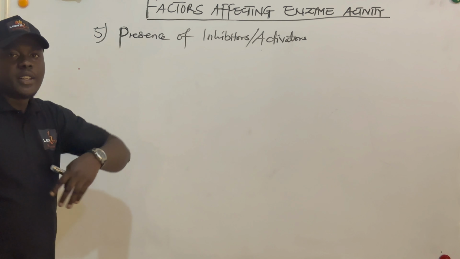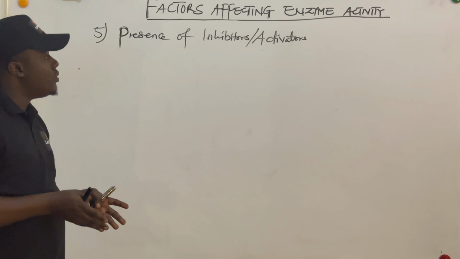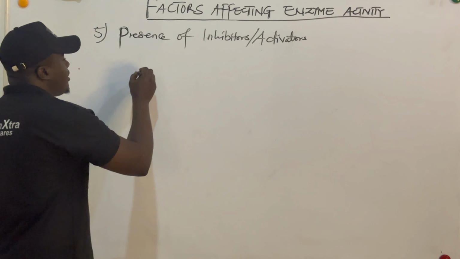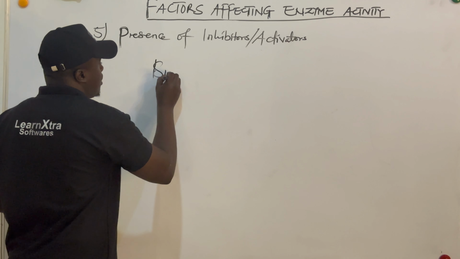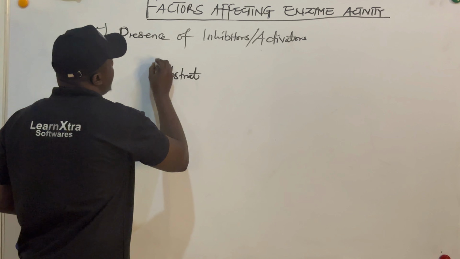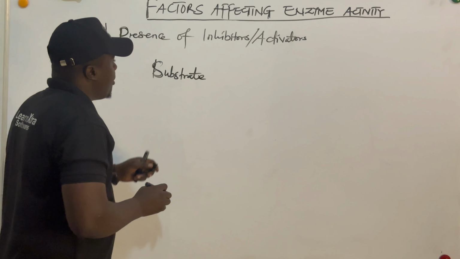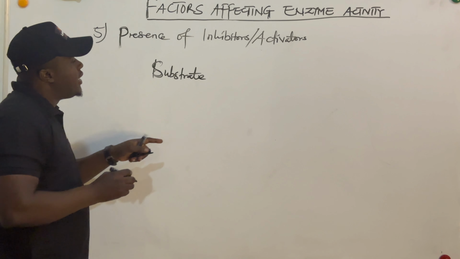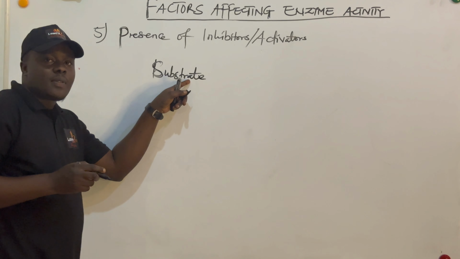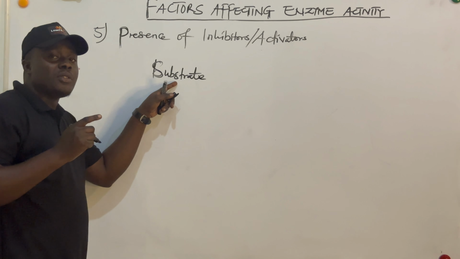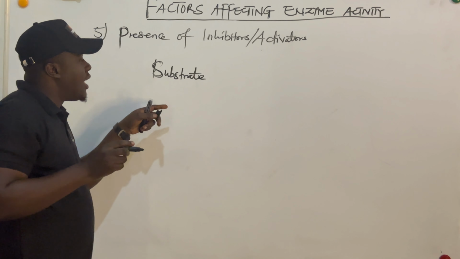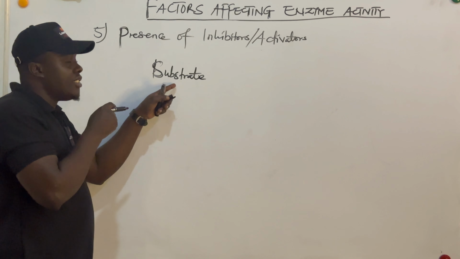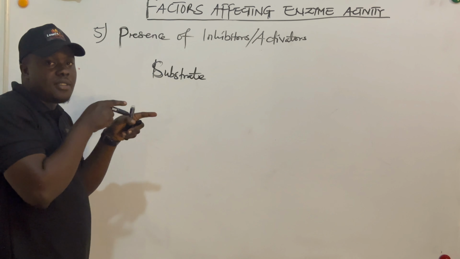Now, for inhibitors, what they do is that they come into the picture to reduce or decrease the activity of the enzyme because they tend to bind to the substrate. If an inhibitor binds to a substrate, it means the enzyme can no longer bind to it. That's in the case of competitive inhibition, because now in the case of competitive inhibition, the inhibitor and the substrate rather are struggling for the active site of the enzyme.